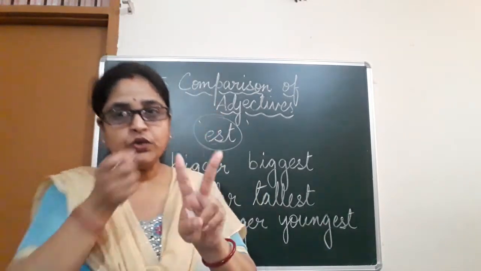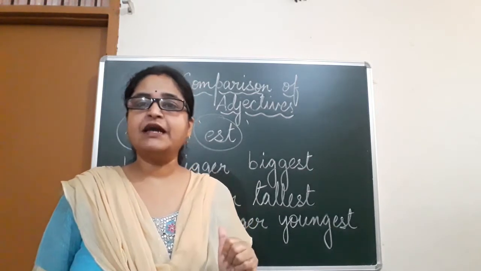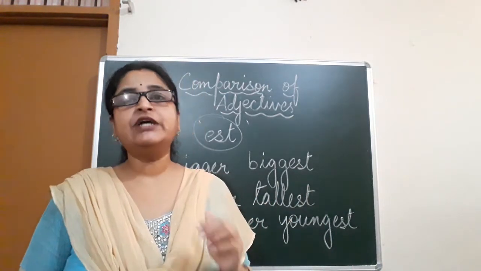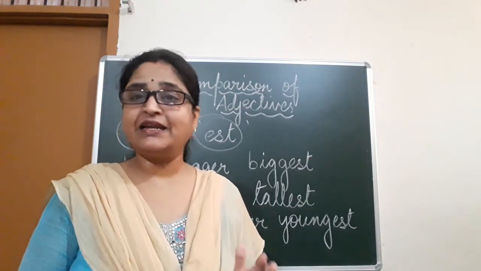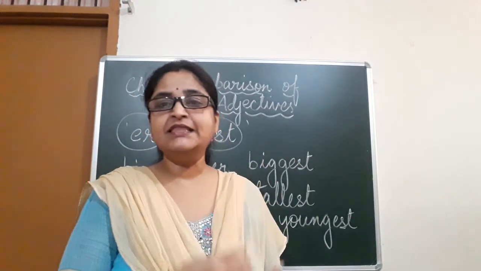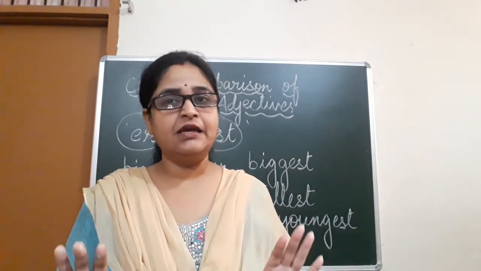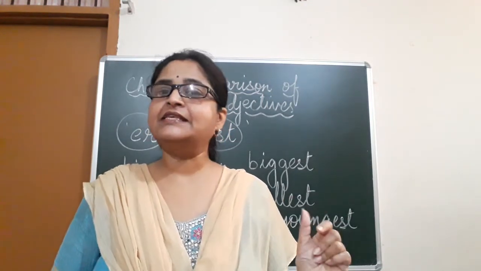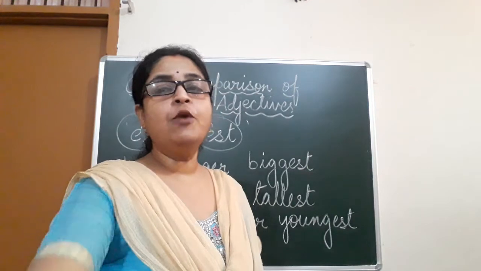When we compare two things or two people together, we add ER to an adjective, and when we compare many things or many people together, we add EST to the adjective words to make them superlative. They are called superlative adjectives. You will learn this more in higher classes. Till now you just study the comparison of adjectives, that is, you add ER and EST to do the comparison. I hope you have understood.